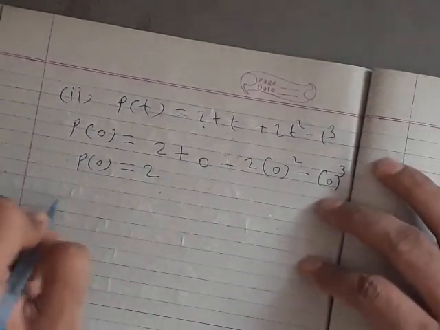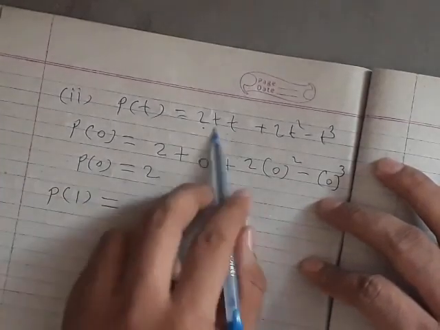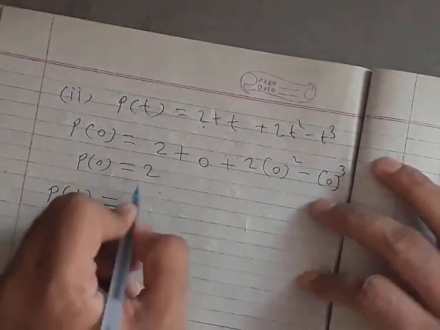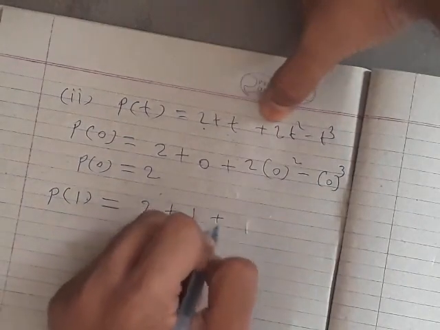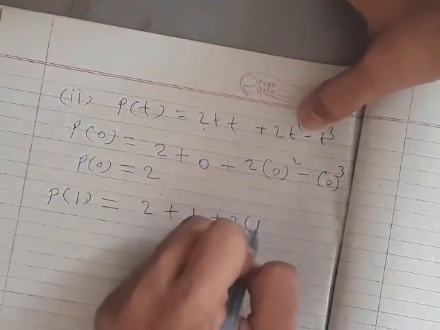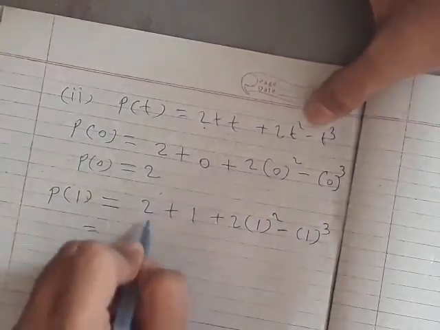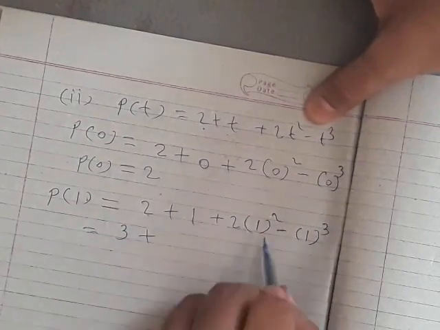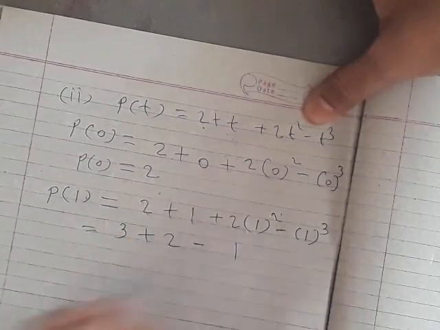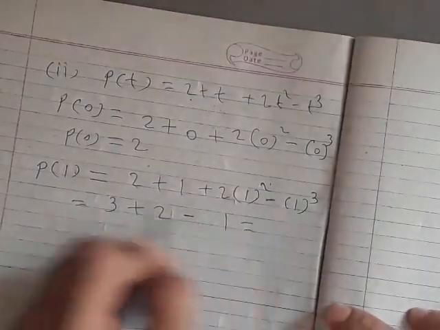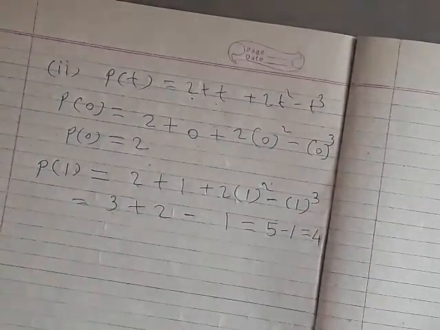Now next P1. So instead of t put 1. So here we will have 2 plus this, instead of t we will put 1. Here again 1. So 2 plus 1 is 3. 1 square is 1 and 2 ones are 2. Here 1 cube is again 1. Now this is 3 plus 2, 5, and 5 minus 1 is 4.